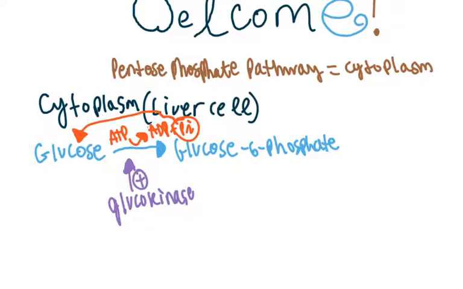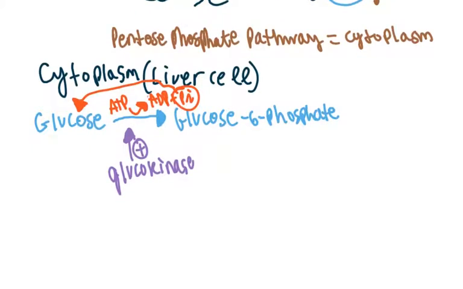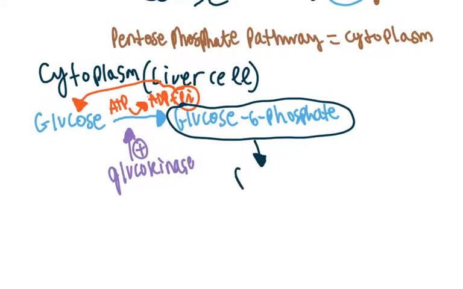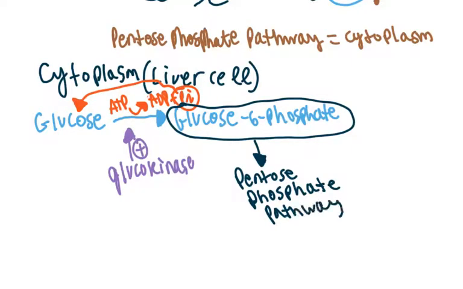But from here, instead of going from glucose 6-phosphate to fructose 6-phosphate, then fructose 1,6-bisphosphate, and all of that in glycolysis, the pentose phosphate pathway diverges from here. From glucose 6-phosphate, we can start a pathway, especially in the liver, called the pentose phosphate pathway, and in particular we'll talk about its oxidative phase. The starting molecule is glucose 6-phosphate.